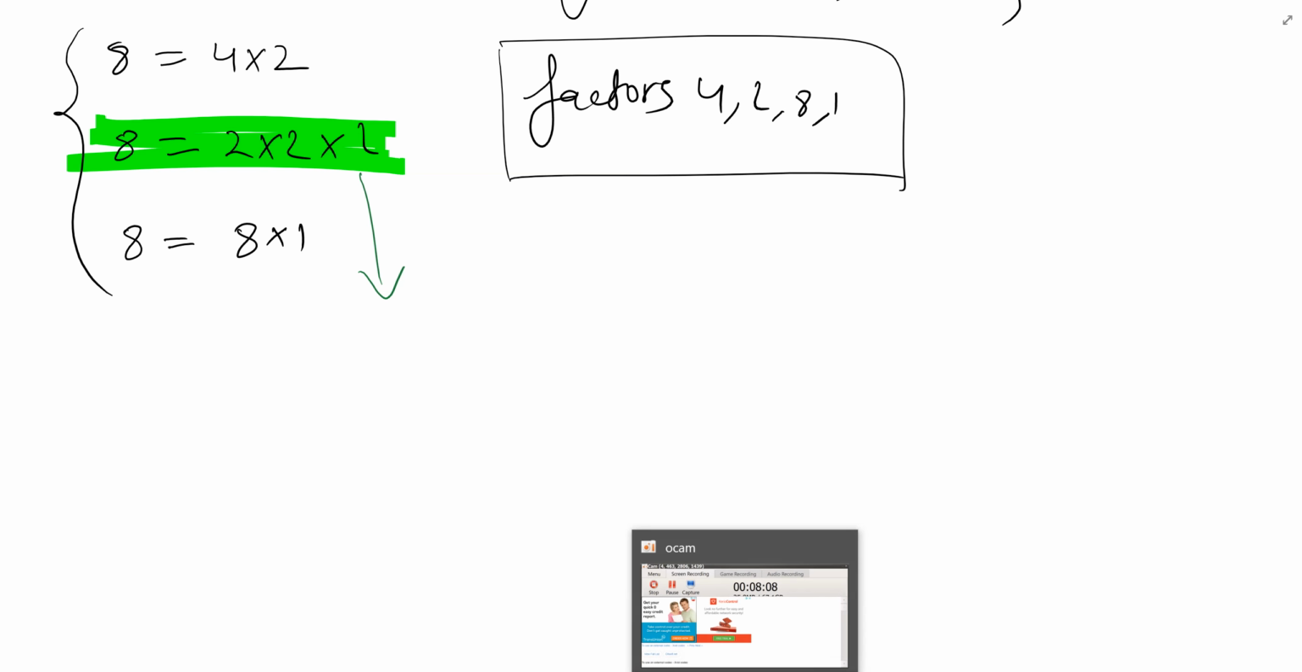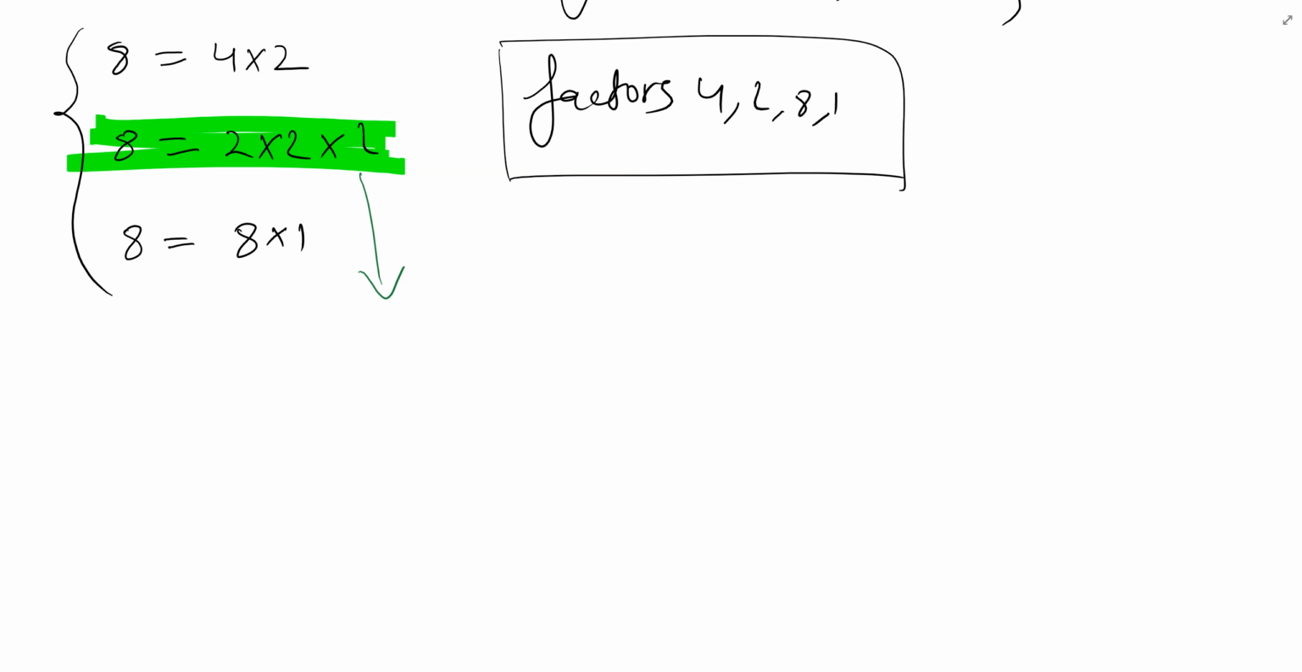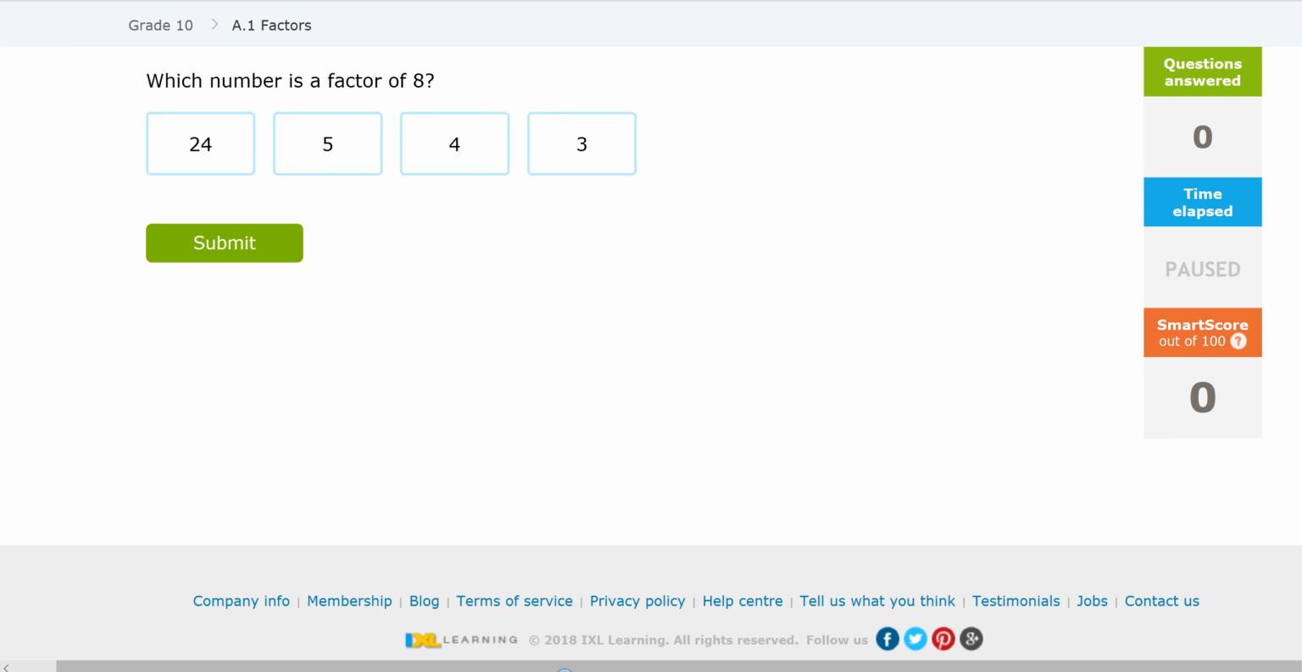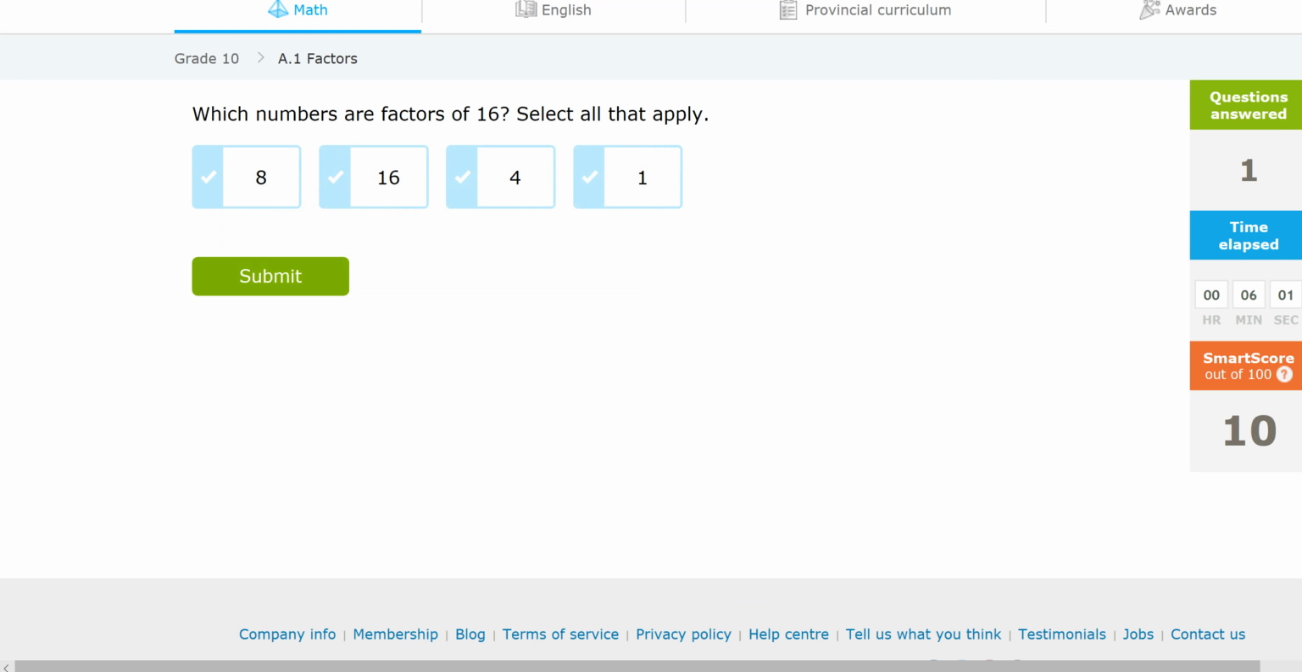All right, so we now go to the next question. Which number is a factor of 8? Which one out of that? Sorry, I can't see. Which number is a factor of 8 in this case? 4. Good. So we pick 4 and submit it, and they accepted the answer. Now the next question is, which numbers are factors of 16?